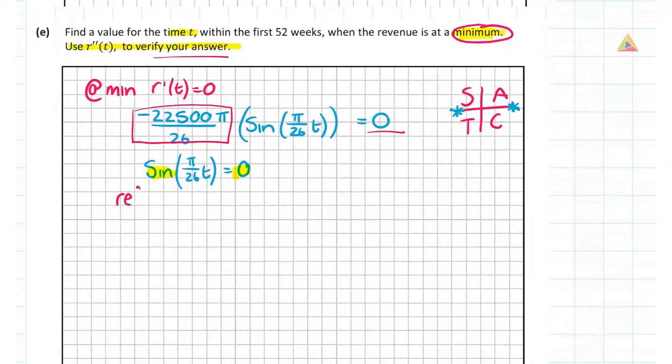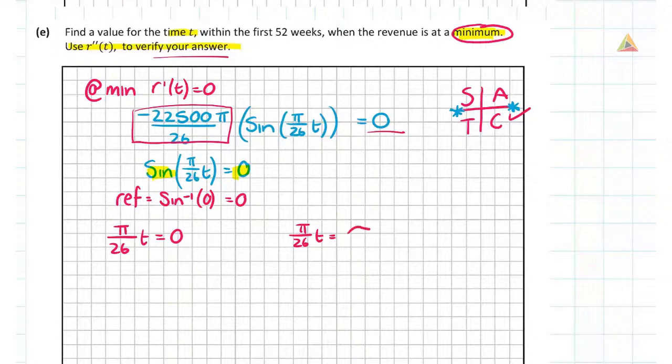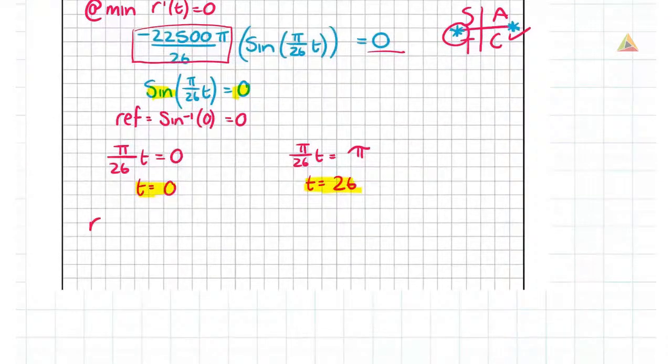So if you like, my reference angle is sine inverse of 0. So that's going to give me 0. So my angles, my answers are going to be pi over 26t is either going to be 0, like I said from here, or pi over 26t is equal to pi because we're in radians, and that's my answer from here. So solving for t here, we're getting 0. And for t here, what you should get is 26. So it's going to be pi divided by pi over 26. So we're getting two answers. One, of course, is a max. One is a min. We're not sure which is which. So we'll go and we'll find our second derivative to work that out.